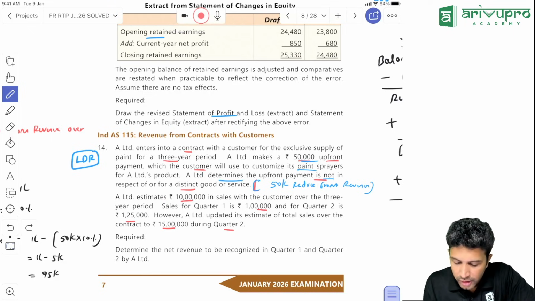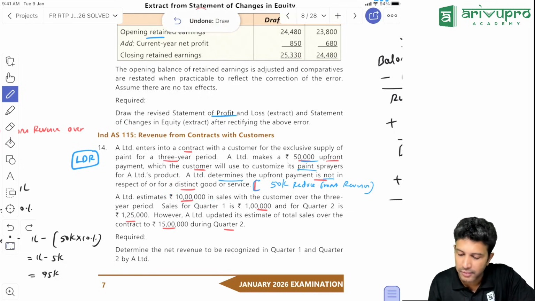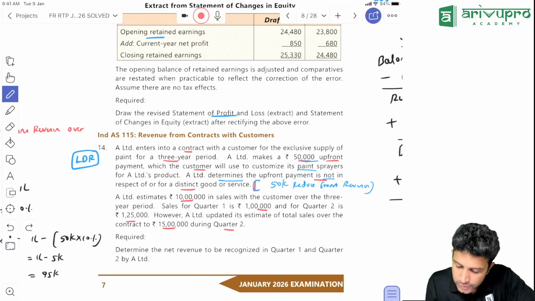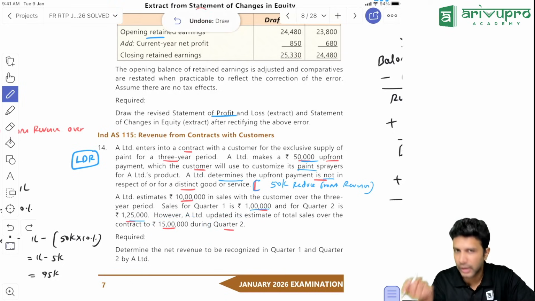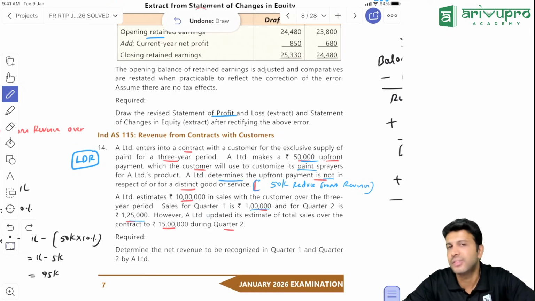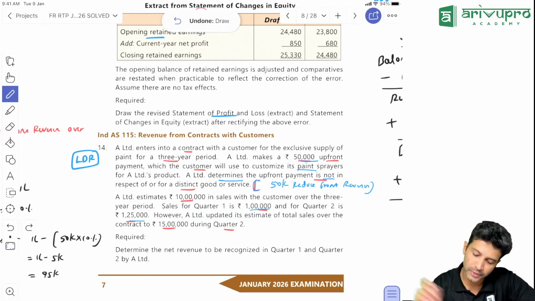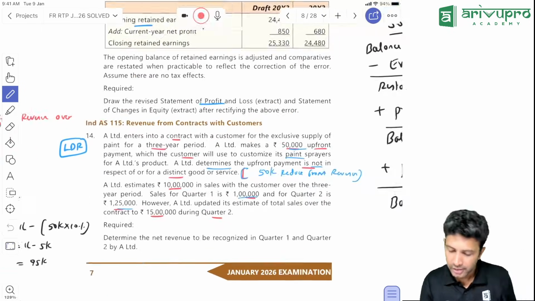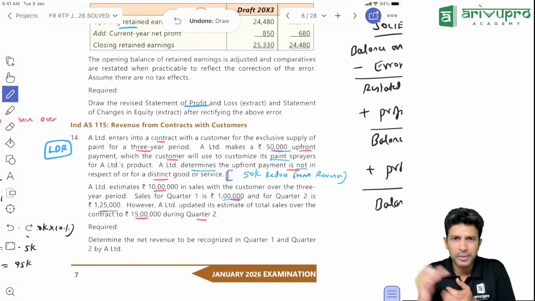A is estimating that 10 lakh we will achieve over the 3-year period. Totally, we will make a sale of 10 lakh. For the first quarter, the sale is 1 lakh. Second quarter, 1.25 lakh. However, A updated its estimated total sales over the contract to 15 lakh in quarter 2. In the first quarter we thought we would sell goods worth 10 lakh to the customer. In the second quarter it has progressed better, so we feel totally 15 lakh we'll sell to the customer. How much revenue in Q1 and Q2 you need to book is what they're trying to say. Sir, you have already delivered the goods, so the performance obligation is complete, right?